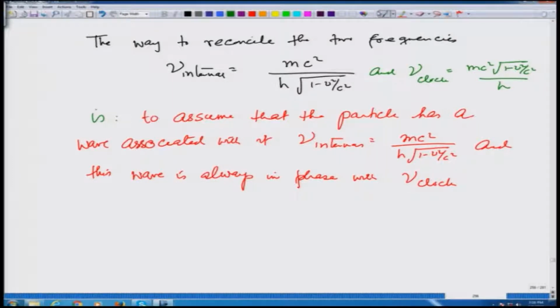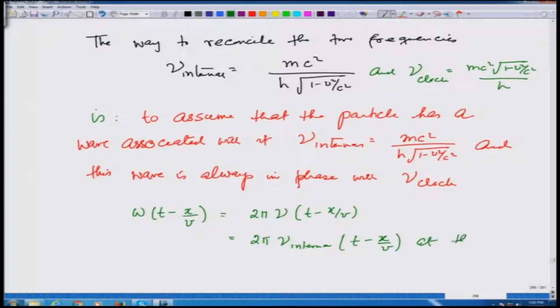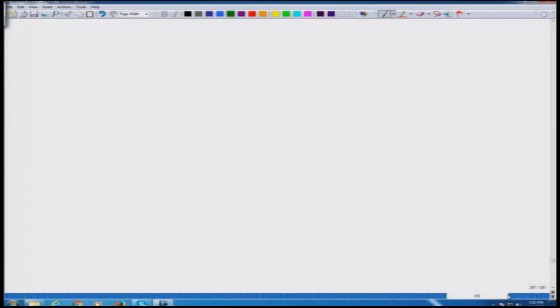Recall from previous two lectures that this phase is given by omega t minus x by v, which is nothing but 2 pi nu t minus x over v. So, this wave is of frequency nu internal, and therefore, the phase for the wave is going to be 2 pi nu internal times t minus x over v at the position x at time t. So, I have the phase of the wave equal to 2 pi nu internal t minus x over v. How about the phase of the clock?